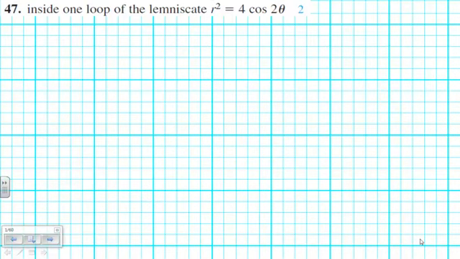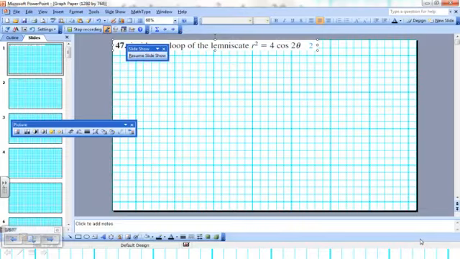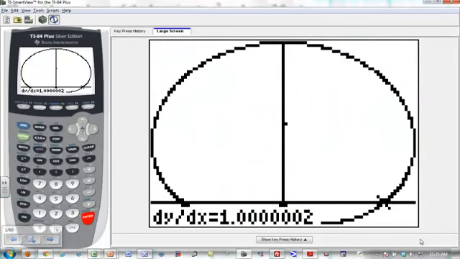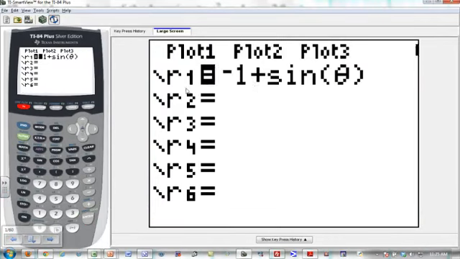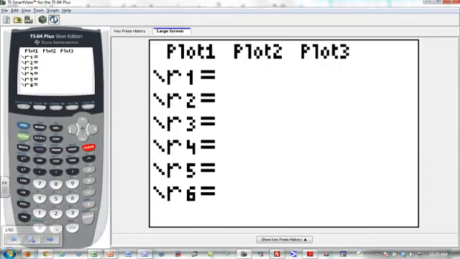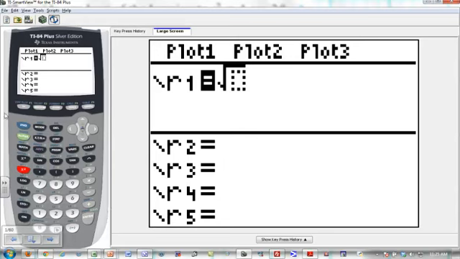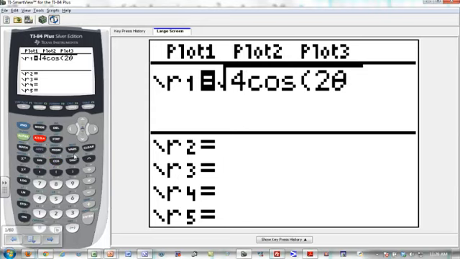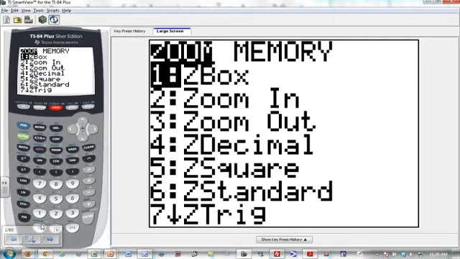And our calculator does not handle that idea very well. In fact, we're expecting that the function should be in the form r equals. So let's do r equals the square root of, and what was the problem again? 4 cosine 2 theta. Okay. Now, while this is graphing, I'm going to do a zoom 0. I'm going to do a zoom fit.